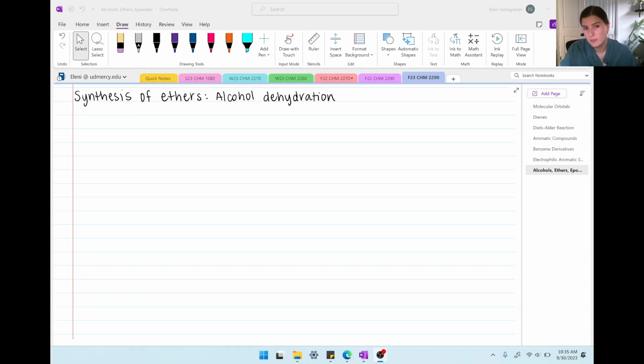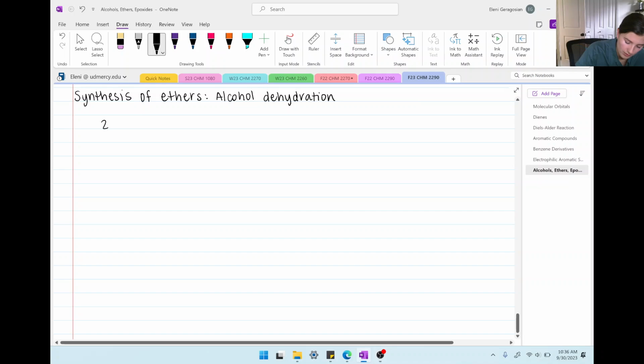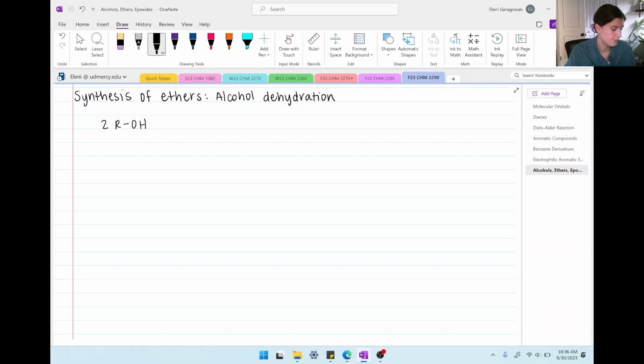Ethers may also be synthesized through an alcohol dehydration reaction. So in this reaction, we start with at least 2 alcohols, and we'll keep it general, ROH. The R group is an alkyl chain, a carbon-hydrogen chain. And we have an alcohol.